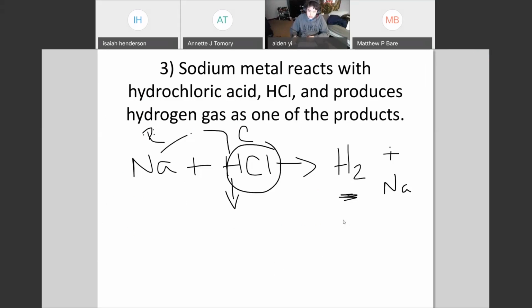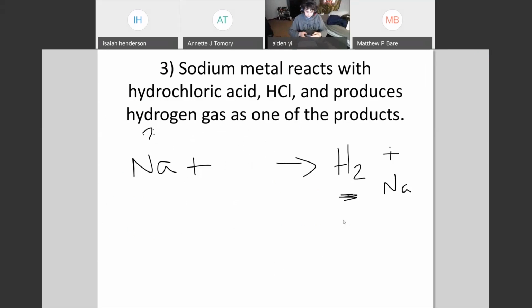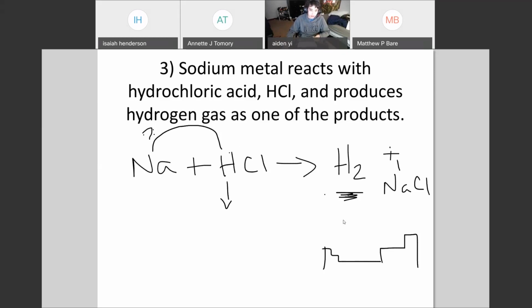Okay, let me rewrite this. Na comes in and pushes hydrogen out of the way. Hydrogen is by itself. Sodium is with chloride. What's the charge of sodium? +1. What's the charge of chlorine? -1. They just cancel out. What's the compound? Just sodium chloride, NaCl.